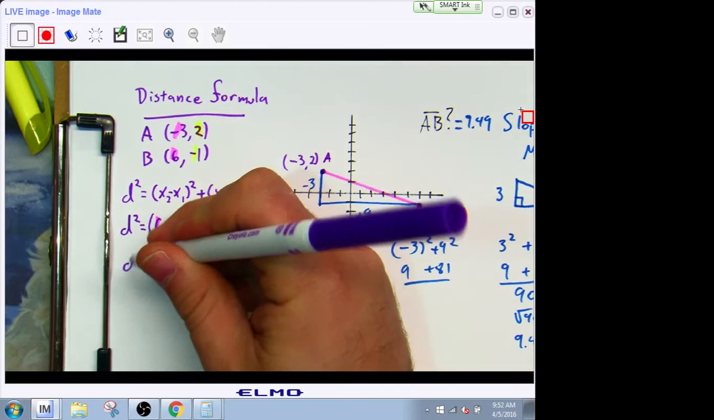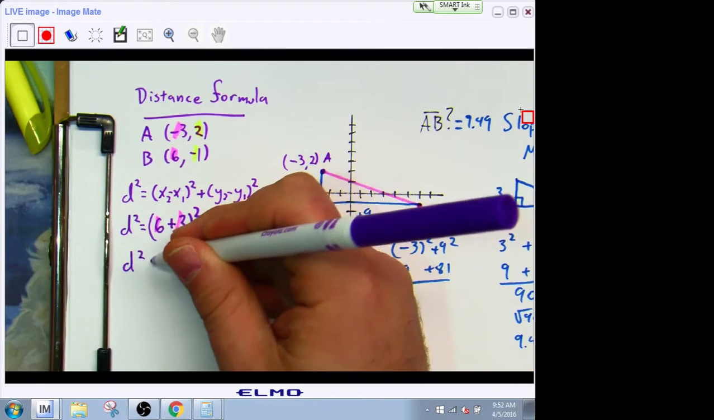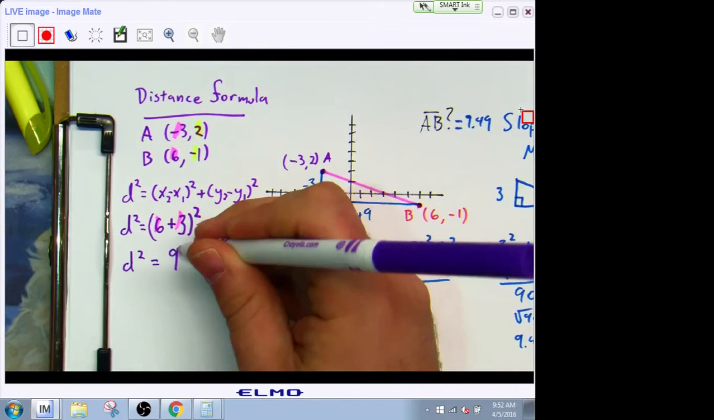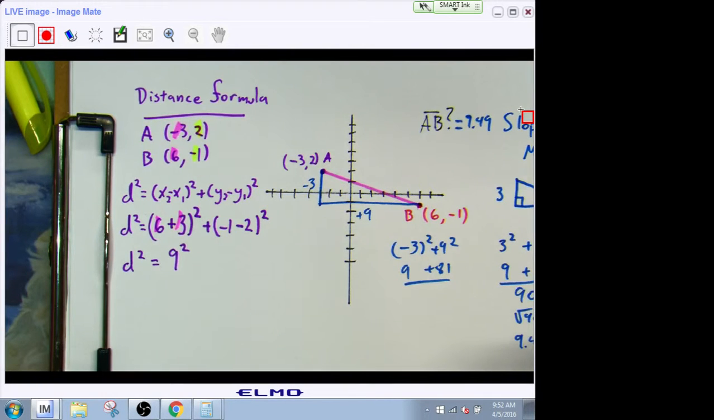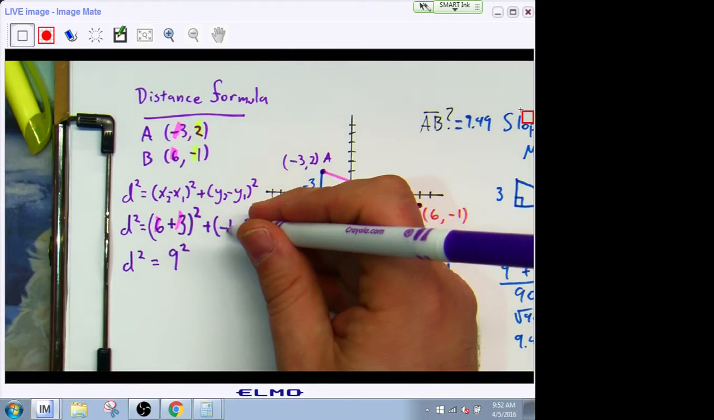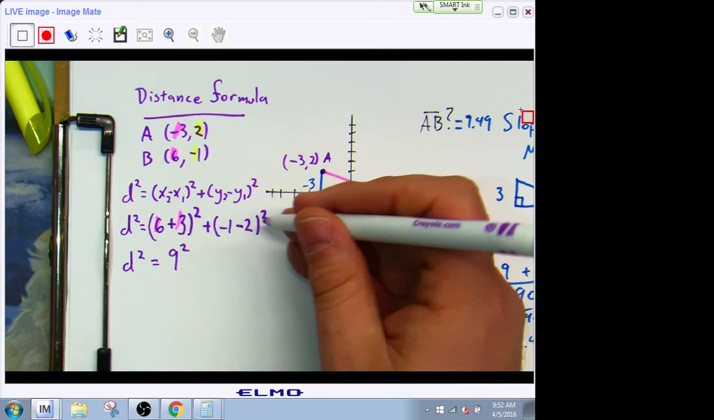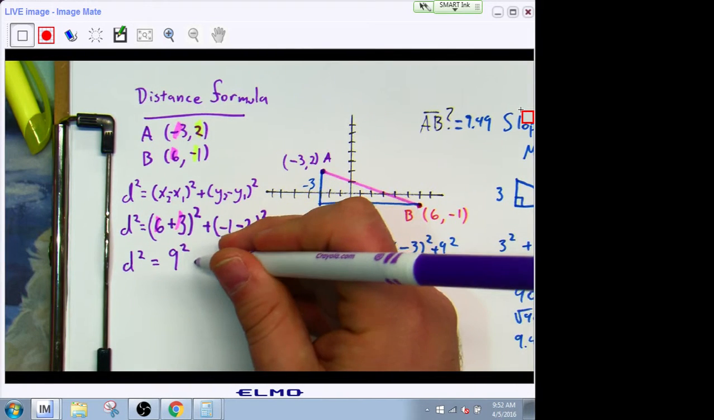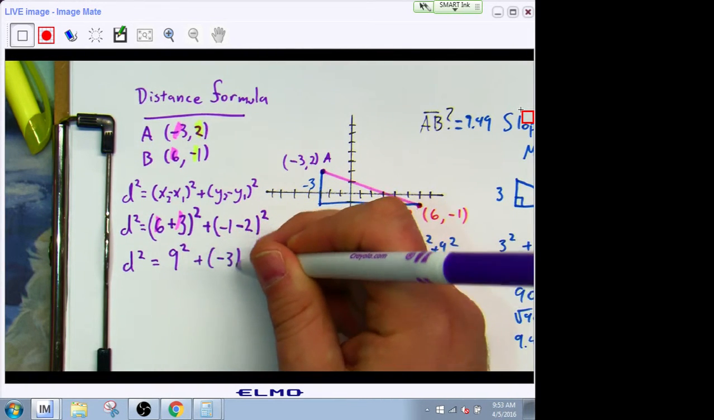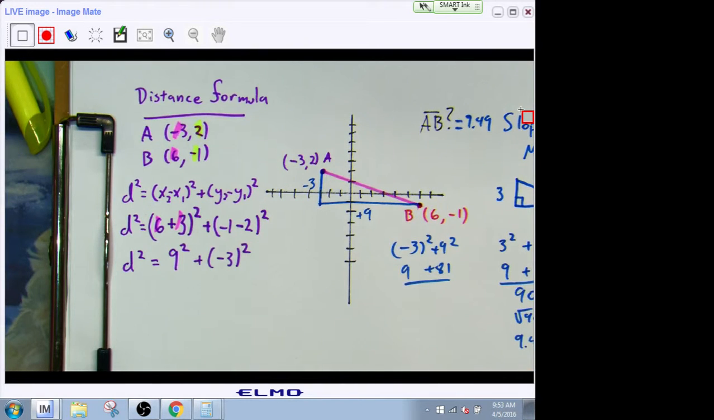So this becomes 6 plus 3 is 9. And we're going to square 9. Negative 1 minus 2 is negative 3. So plus a negative 3. And we're going to square that.